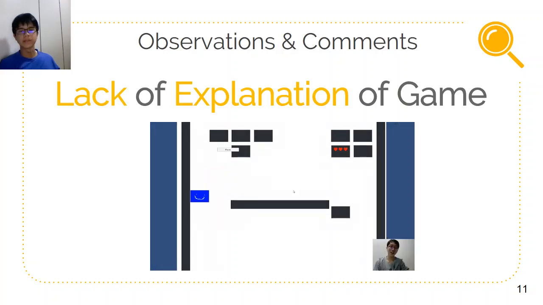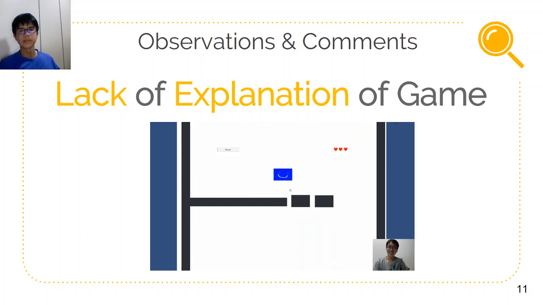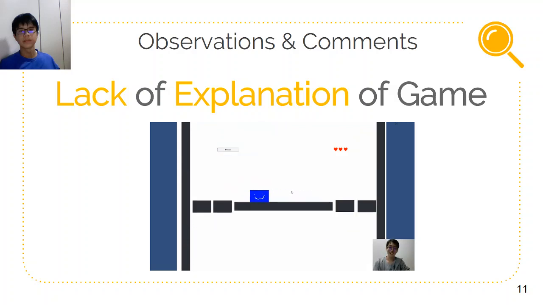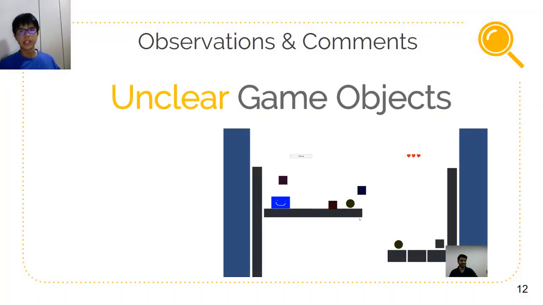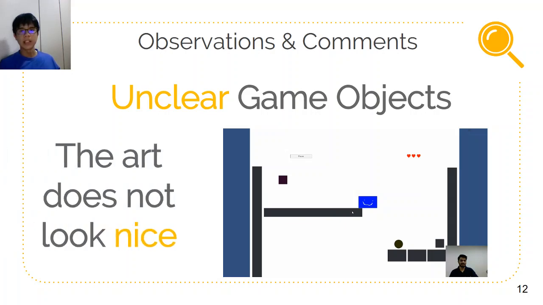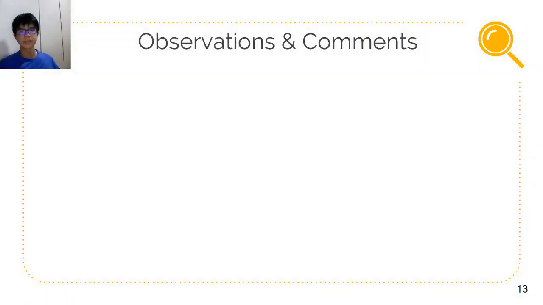So far I have no idea what I'm doing other than jumping down and shooting through stuff. As seen, the game does not explain the rules, goals, and controls. This is something that needs to be worked on. The objects in this game are also not clear. What are these things? As shown, the playtester is unable to distinguish what each game object is. The playtesters have also commented that the art needs work as it is not nice.